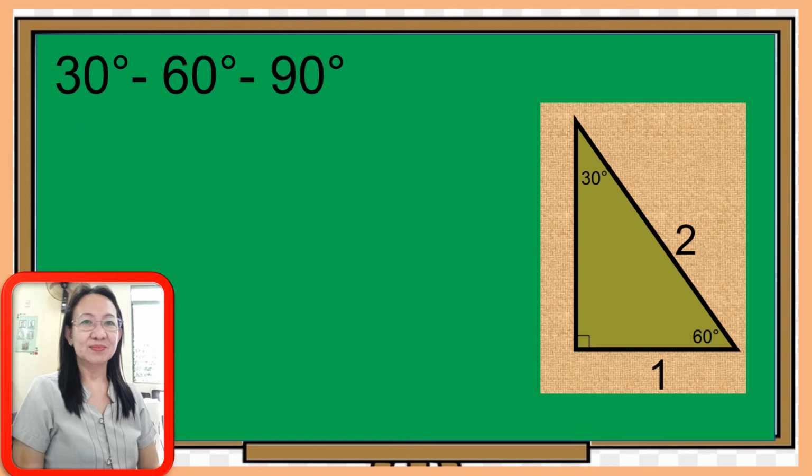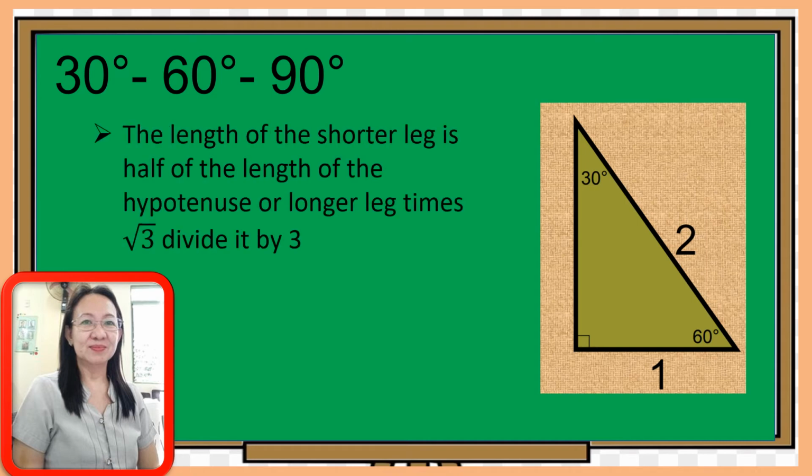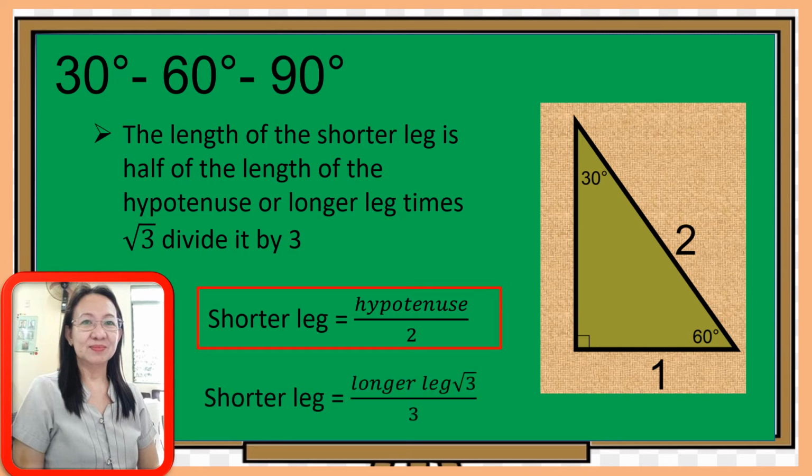Now another concept in a 30, 60, 90 triangle is that the length of the shorter leg is half of the length of the hypotenuse, or the longer leg times the square root of 3 divided by 3. So it depends on the given. So we're going to use the shorter leg is equal to the hypotenuse over 2, or the shorter leg is equal to the longer leg times the square root of 3 over 3.